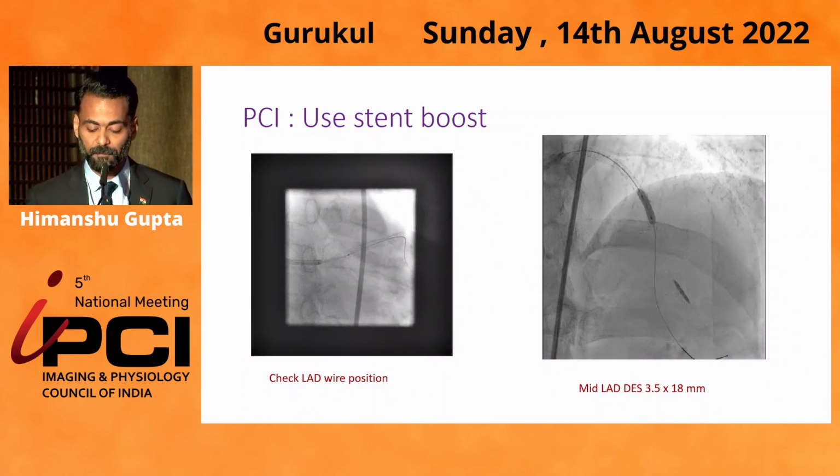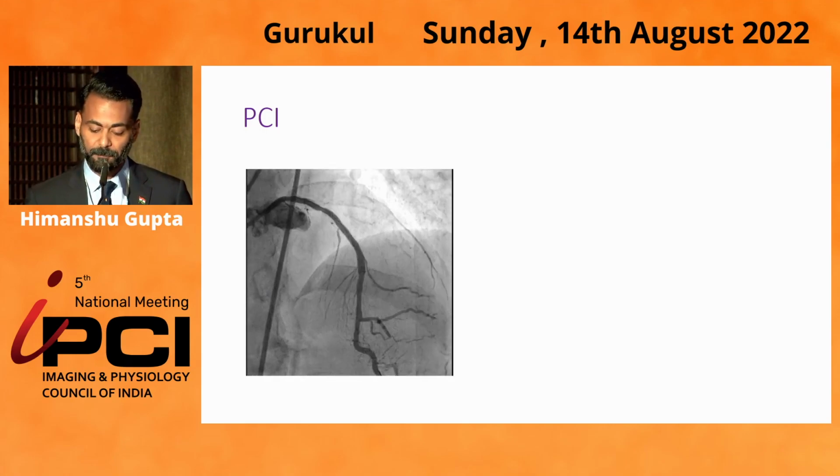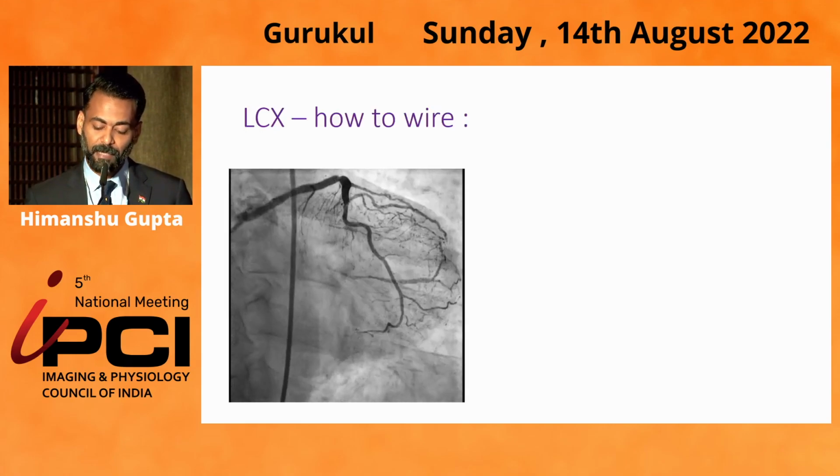Then we first fixed the mid LAD because it was proximal to the diagonal, which was giving collaterals to the circumflex. And then the mid LAD was fixed appropriately. Although we don't see the proximal part of the circumflex, going retrograde through this diagonal is probably very, very difficult. So we start wiring the circumflex.